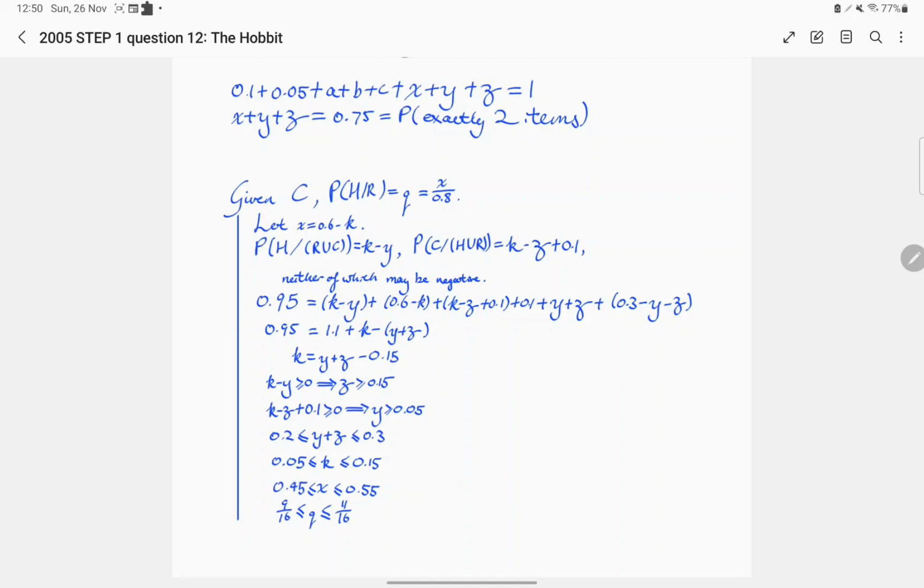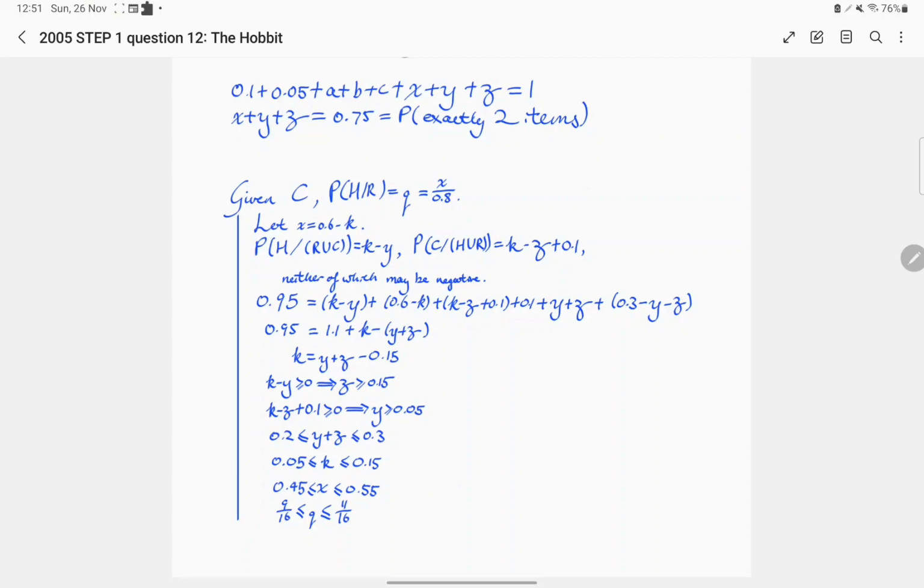Now, 0.5 equals k minus y plus 0.6 minus k plus k minus z plus 0.1 plus 0.1 plus y plus z plus 0.3 minus y minus z. This simplifies to 0.95 equals 1.1 plus k minus y plus z. K equals y plus z minus 0.5. Now, since k minus y is greater than 0, we have z is greater than 0.15. Similarly, due to k minus z plus 0.1 being greater than 0, y is greater than or equal to 0.05.